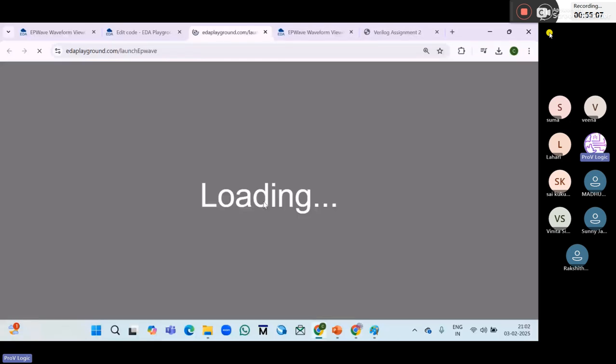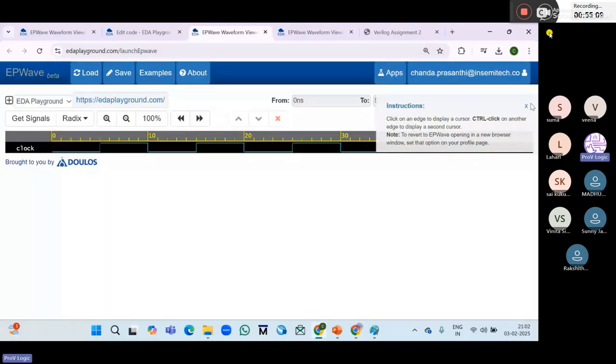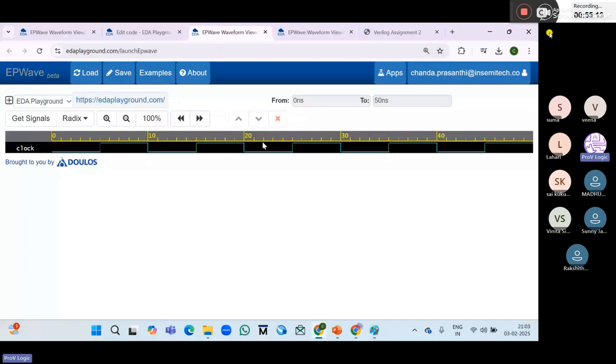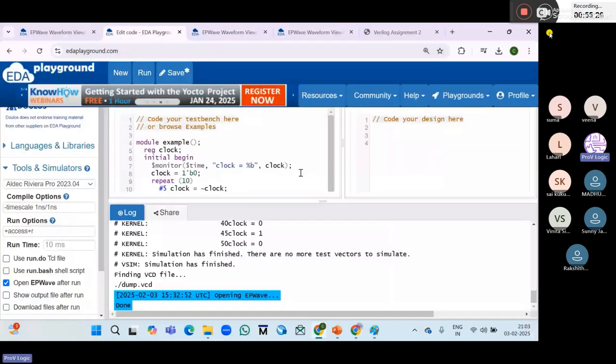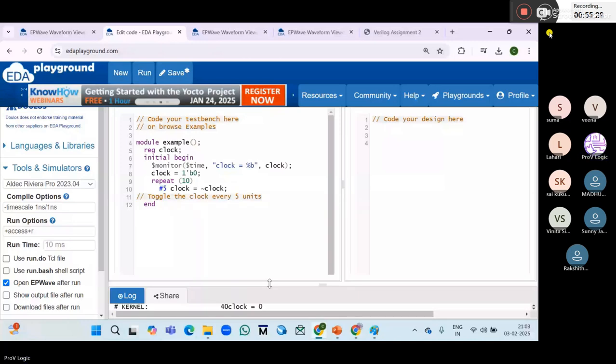Okay, see how it is printing. Repeat of 10 times. So 1, 2, 3, 4, 5, 6, 7, 8, 9, 10. Okay, so this is how it will print. Is everyone clear how to generate the clock? Any doubt still here? Forever loop I will check again.